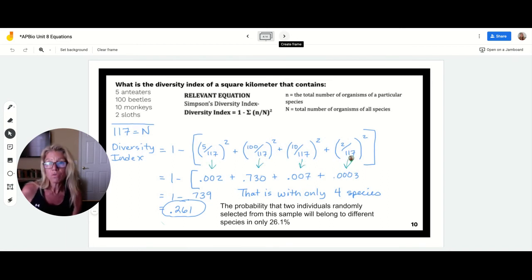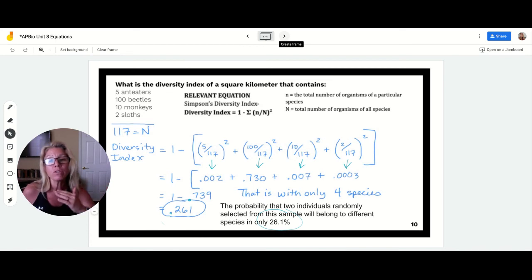Here's the math already done. I had these 4 different numbers. I added those up, and that added up to 0.739. I subtracted that from 1, and I got 0.261. That means there's a 26% chance for this particular community of anteaters, beetles, monkeys, and sloths. There was only a 26% chance when I reach in and grab 2 species that they will be different from each other. Now, if I had more species, it would obviously increase the odds from 26% on up.